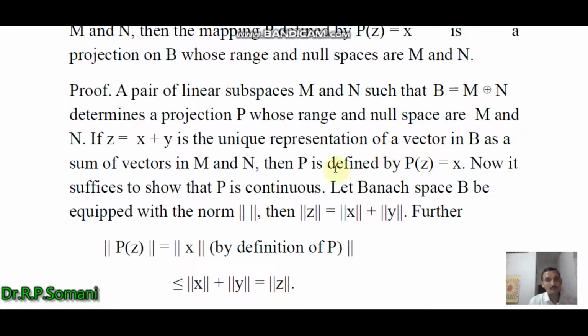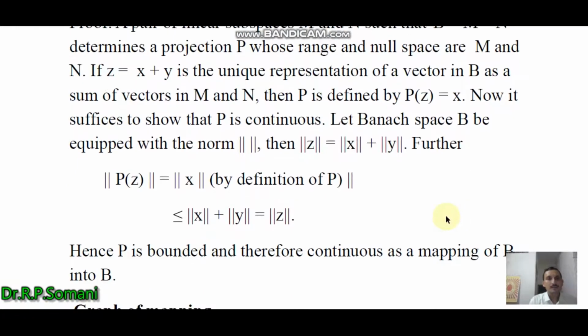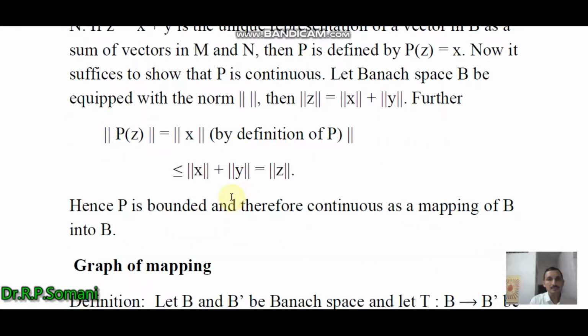Now we can see that M is the range and N is the null space of P. So it is sufficient to show that P is continuous. Let the Banach space B be equipped with the norm. Then we have norm of z equal to norm of x plus norm of y, and further norm of Pz equal to norm of x by the definition of P.